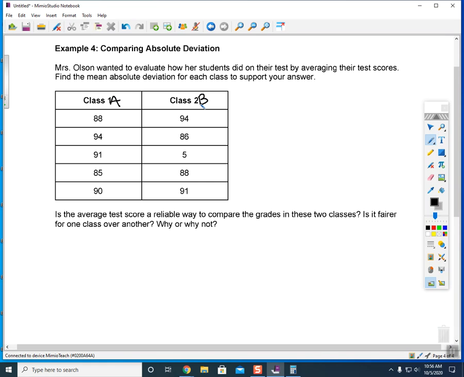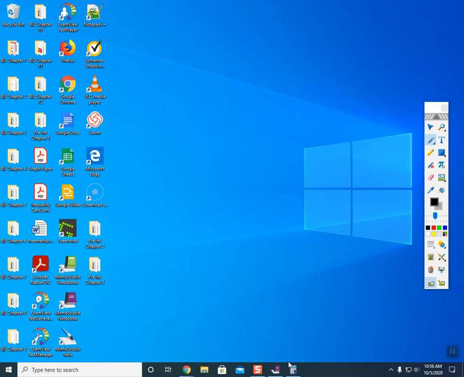So Mrs. Olson wanted to evaluate how her students did on their test by averaging their test scores. We're going to find the mean absolute deviation for each class to support our answers to the questions below. Is the average test score a reliable way to compare the grades in these two classes? Is it more fair for one class over another? Why or why not? My first step is just going to be to find the average. So I need to find the average here, and I need to find the average here. I'm going to pull out my calculator again.